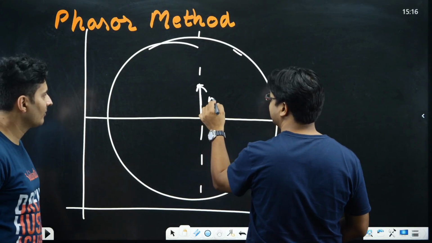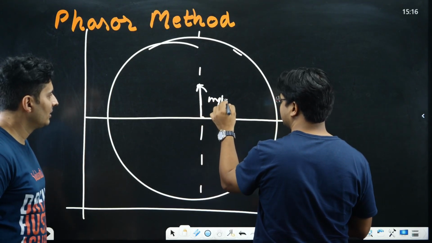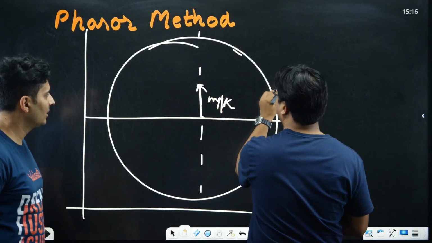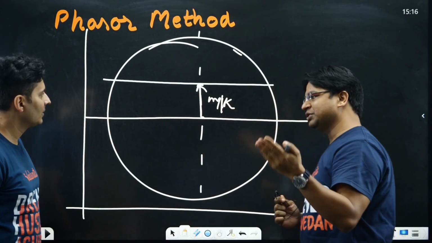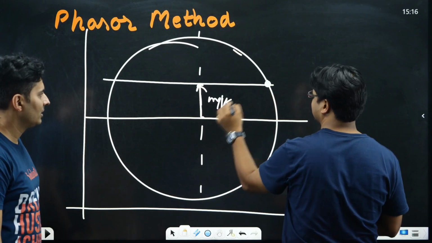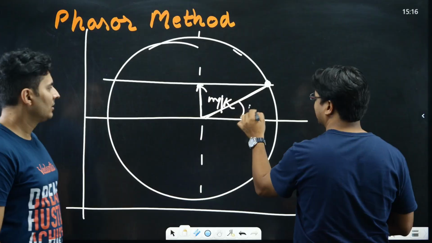So from the mean position, the particle was upward displaced. This displacement was mg by k. Correct. And after the collision, it was moving in the positive direction. So in the positive direction here we will take it. Yes. So this angle becomes the initial phase.